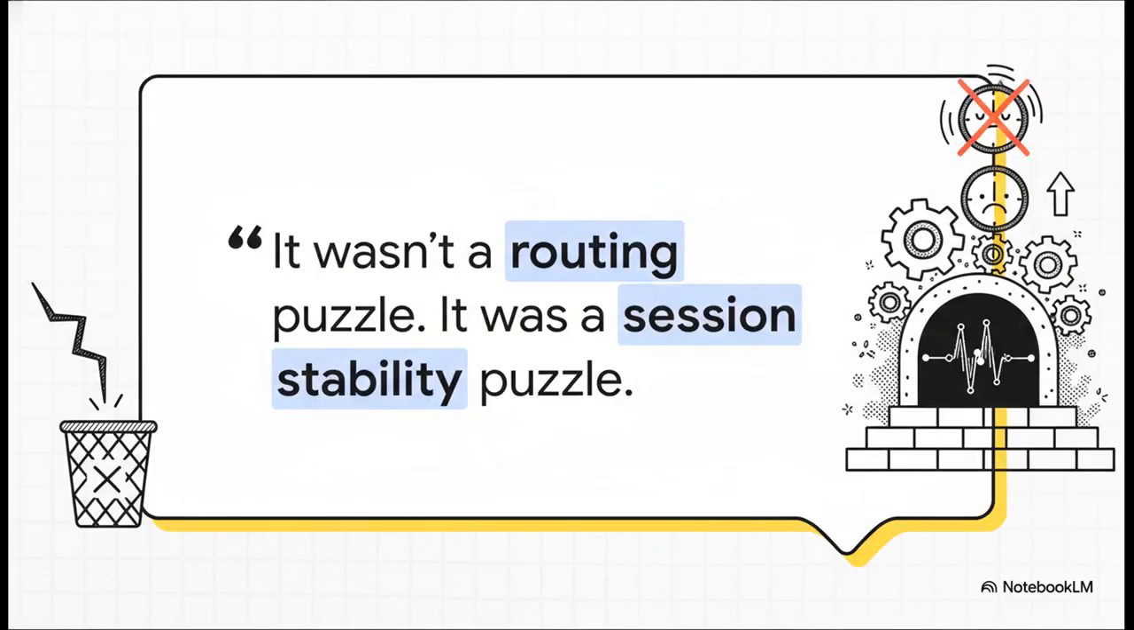This quote from an operator just nails it. After spending an hour fighting with complex routes, they realized the agent was just dropping and reconnecting every 45 seconds. The tunnel never had a chance. It wasn't a routing puzzle at all. It was a session stability puzzle. They were trying to solve step 3 before they'd even confirmed step 1.